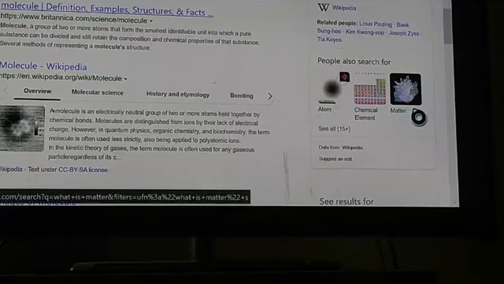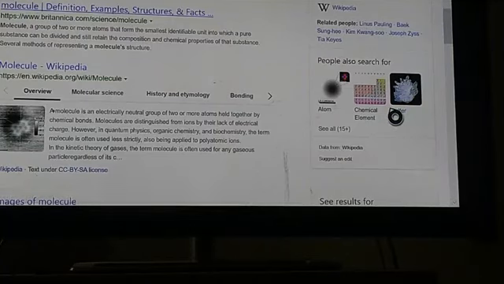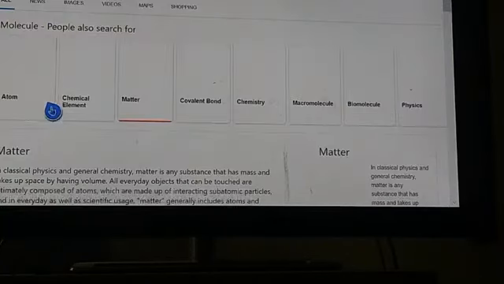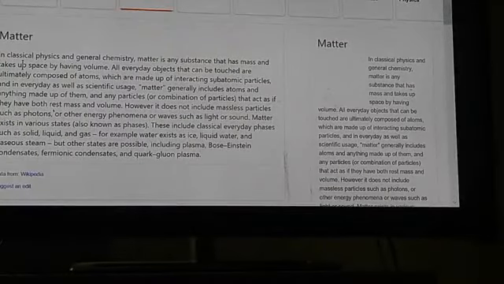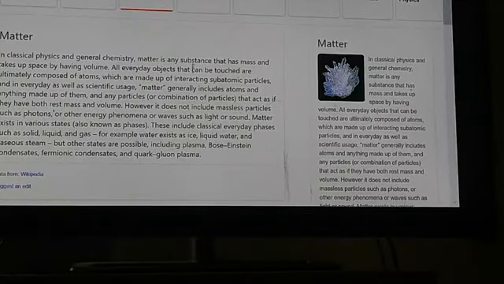Atom, chemical element, matter. What's matter? Let's see what it is. In classical physics and general chemistry, matter is a substance that has a mass and takes up space by having volume. You know what's crazy? And this is how we're linked to the stars, and I've told you guys this before. We're linked to the stars by this, right? So stars have a big mass, and when their mass is too big, they collapse on themselves. What are stars?